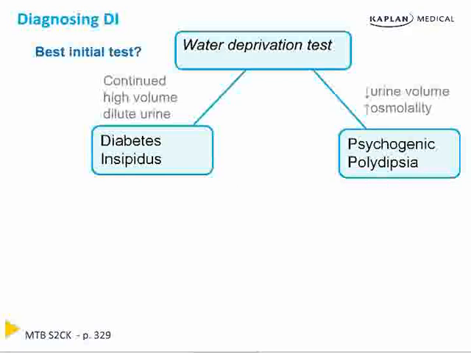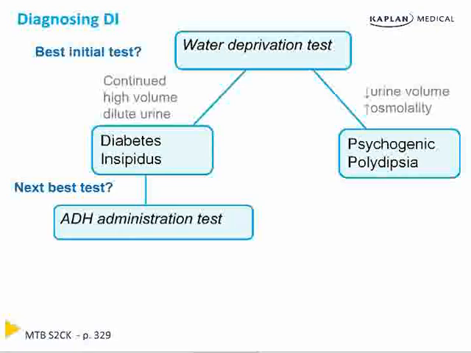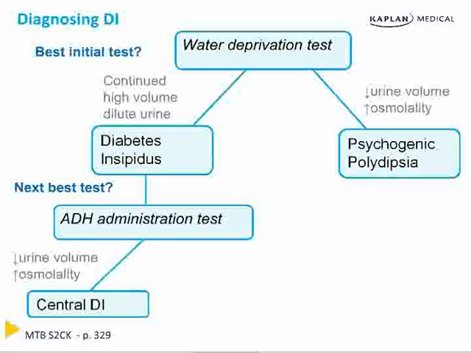So, once we've diagnosed DI, what's the next best test? To figure out whether we're dealing with a central problem or an end organ problem, we do an antidiuretic hormone administration test, which is basically where we give the patient an exogenous dose of antidiuretic hormone. If after we give the patient ADH, their urine volume decreases and urine osmolality increases, we've made the diagnosis of central diabetes insipidus. We've proven by their kidneys' ability to respond normally to antidiuretic hormone that the problem was with production.